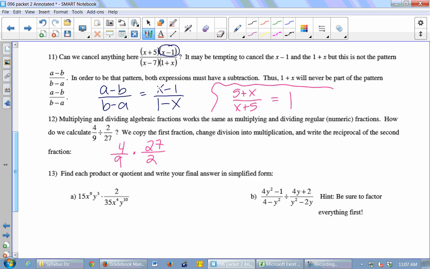So you want to cancel common factors on the top and the bottom. Do 2 and 4 have any common factors? 2. So 2 goes into 2 once, and it goes into 4 2 times. And then 9 and 27, do they have any common factors? 3 or 9, yep. So 9 goes into 9 once, and it goes into 27 3 times. And then you can multiply across. So 2 times 3 is 6, 1 times 1 is 1, and the answer is 6.